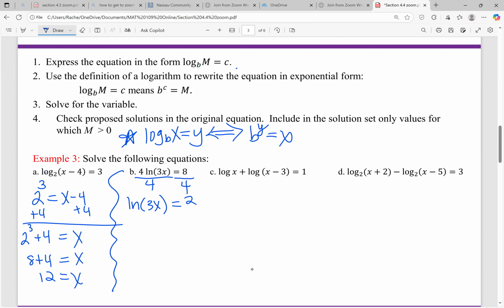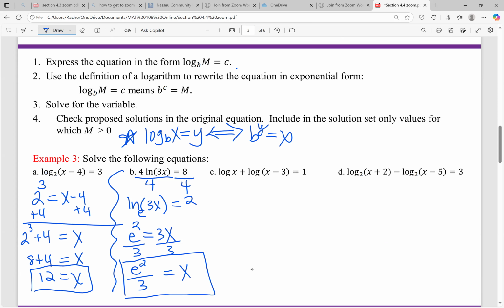Now, let's rewrite this expression in exponent form. So remember, when we're talking natural log, the base is e. So I'm going to rewrite this as e to the second power equals 3 times x. And now I could solve for x, right, by dividing by 3. So x is equal to e to the second power divided by 3. And that would be my exact answer. If you were to plug that in the calculator, you're going to get a decimal answer.